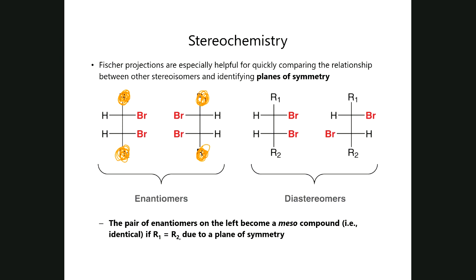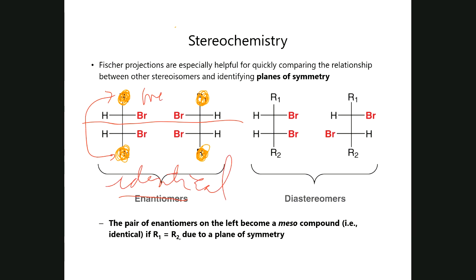So what do you notice? Now you can observe that this has a plane of symmetry going down the middle. So they're no longer enantiomers. If these two groups are the same, the structures are no longer enantiomers. At that point, they're going to be identical. Why? Because we're dealing with a meso compound.